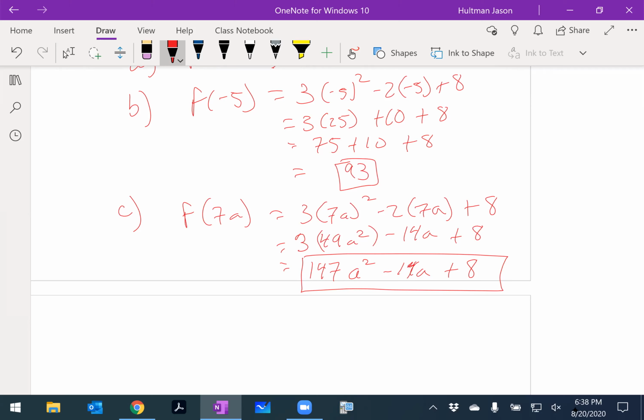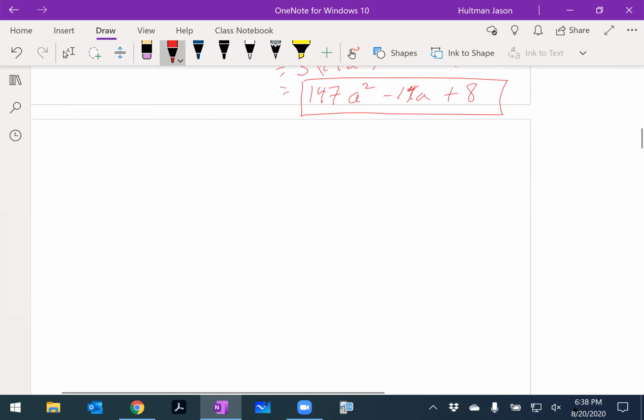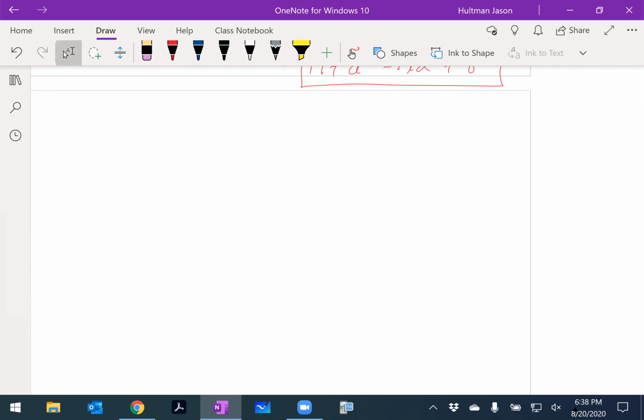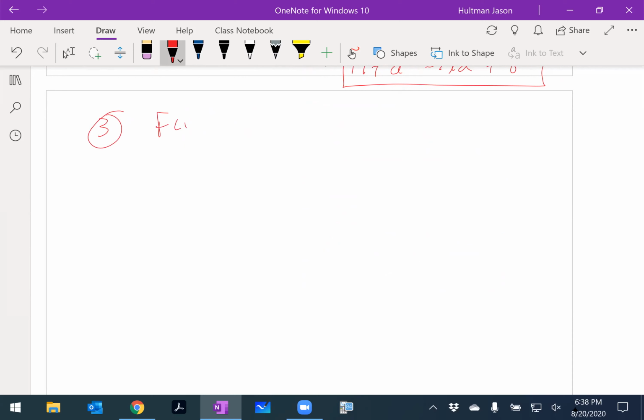Let's see what else we got here. Let's do one more of these because this is getting boring. Let's do number 3. f of x is equal to x minus x squared. Let's plug in a 4. What's f of 4?